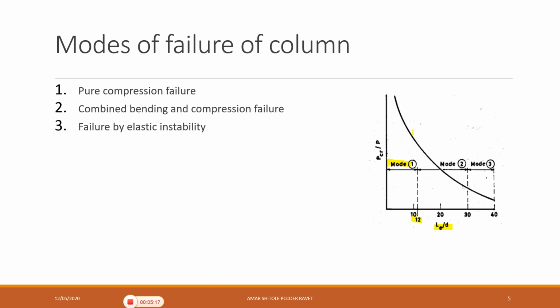In the second case, combined bending and compression, the bending and compression of the member takes place. This is mode 2. For this, the slenderness ratio is 30, and the final one is failure by elastic instability. For this, the slenderness ratio is more than 30. We can see this failure through some diagrams. As we can see, the column failed under pure compression.